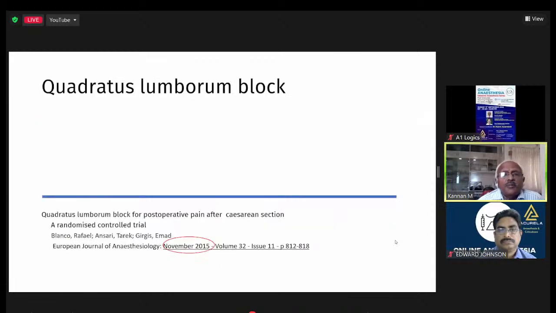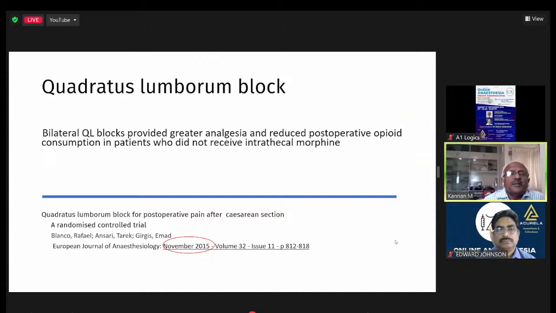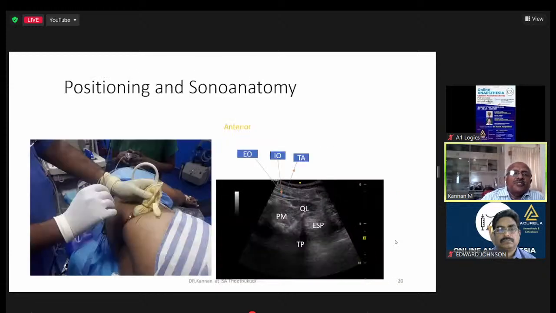And then the quadratus lumborum block, where the block is given more posteriorly. Dr. Balkanov, who first popularized the TAP block, also published a paper in 2015 on quadratus lumborum block in cesareans, and he concludes that bilateral quadratus lumborum block provides greater analgesia and reduces postoperative opioid consumption in patients who did not receive intrathecal morphine. So if the patient receives intrathecal morphine, that is enough. But if for some reason they don't receive intrathecal morphine, this quadratus lumborum block is a very good analgesic technique. Then position the patient in a lateral position like this, and the sonoanatomy is very simple.